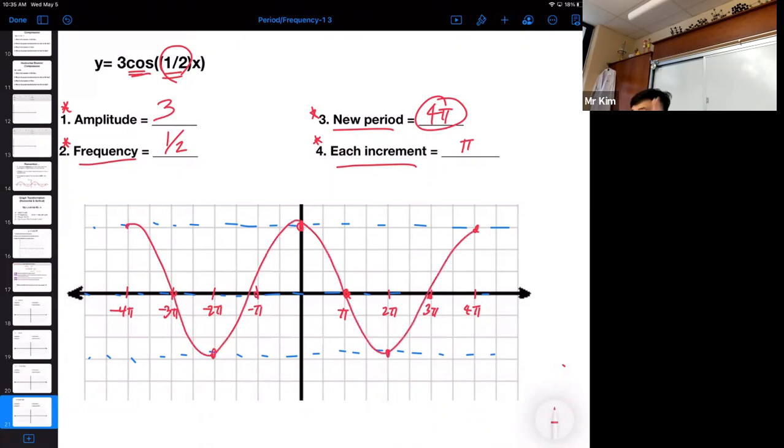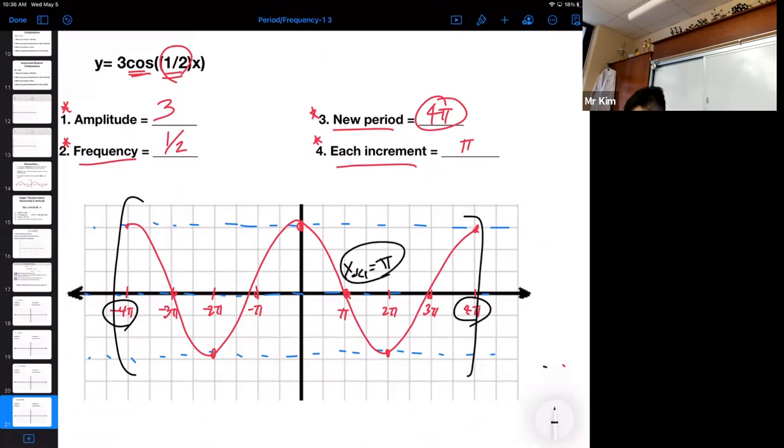Let's say that you want to sketch this to verify your answer. Again, you need to change your X window. Your minimum for X is negative 4 pi. Your max is 4 pi now. With the scale, X scale should be pi. Your every increment is pi now.